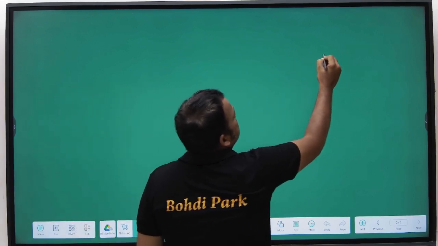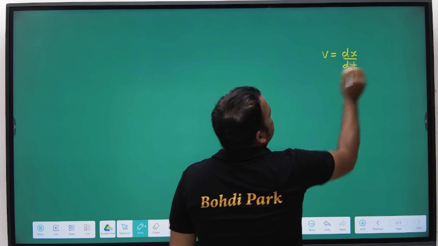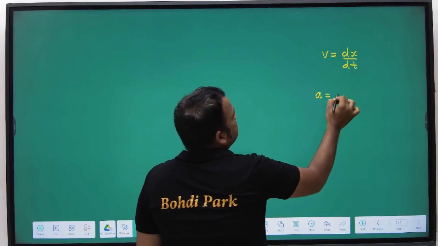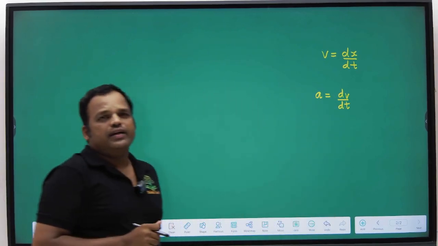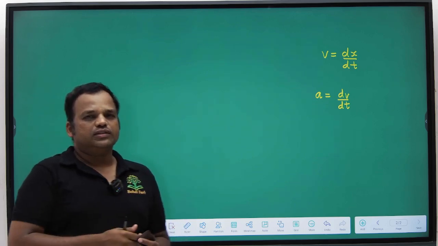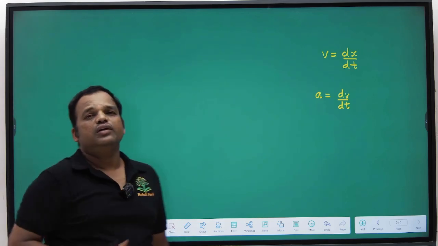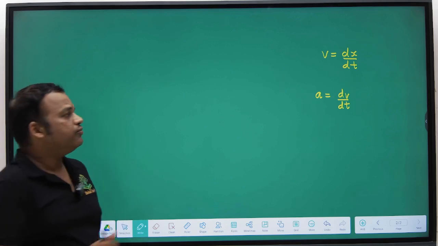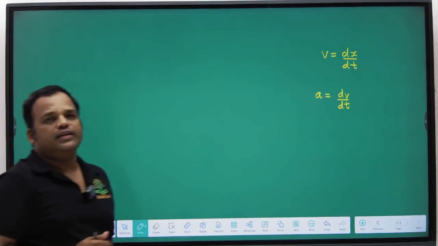So we have discussed v is equal to dx by dt and a is equal to dv by dt. So let's discuss some critical questions, some important questions related to these two formulas: how to find instantaneous velocity and how to find instantaneous acceleration.